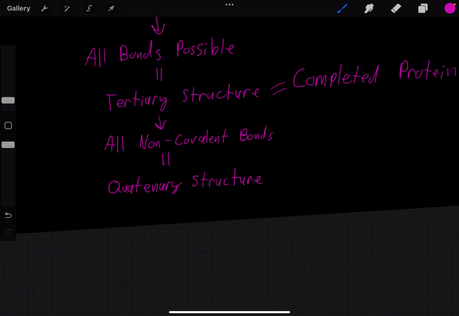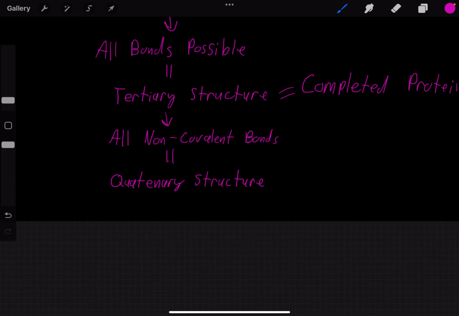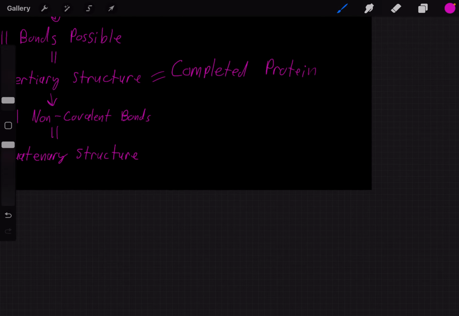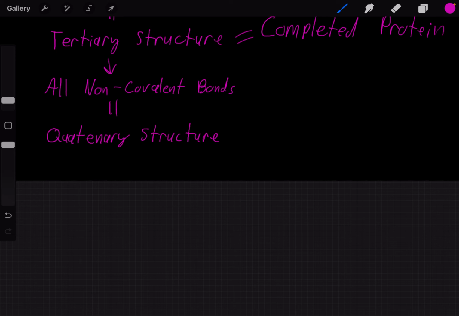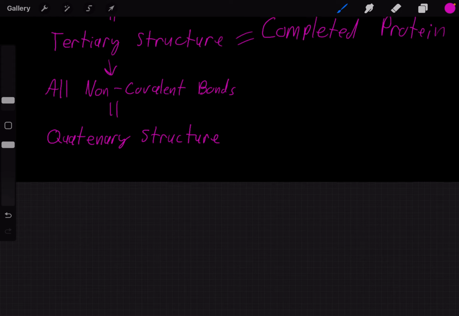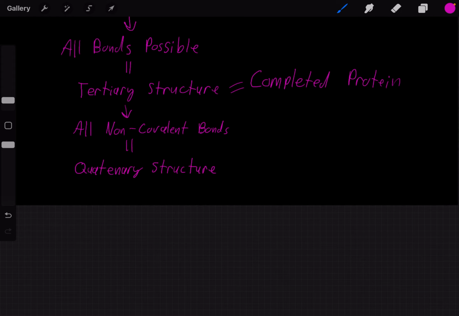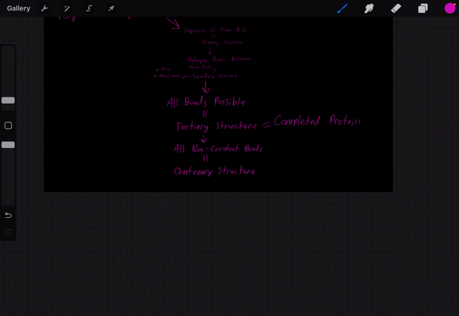And quaternary structure basically just means multiple tertiary structures combined. So that would be multiple proteins coming into one, but remember that they all can split up accordingly. So that's why it's not covalent bonds, because covalent bonds are stronger than the rest. So it can break off easily. Once it's done with its job, it can break off, and it's just multiple completed proteins combined into one.